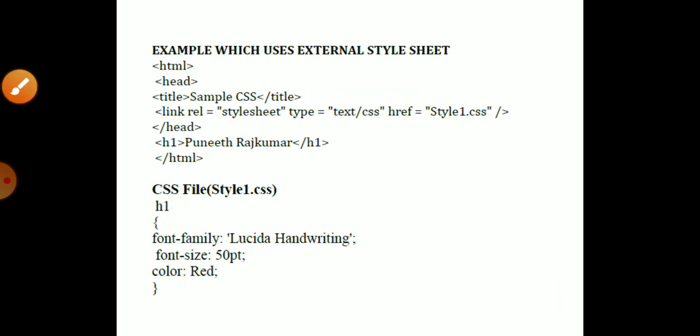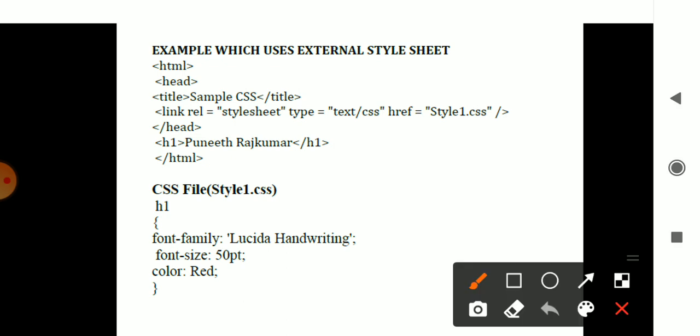Okay, so let's check one by one. What is an external style sheet? As I said, it has a separate file in which you represent your data. Whatever content is there will be represented in a different way through the help of the other file which is being linked.